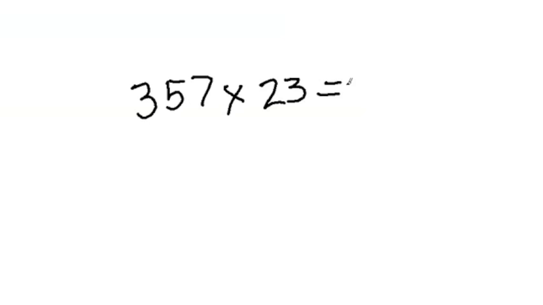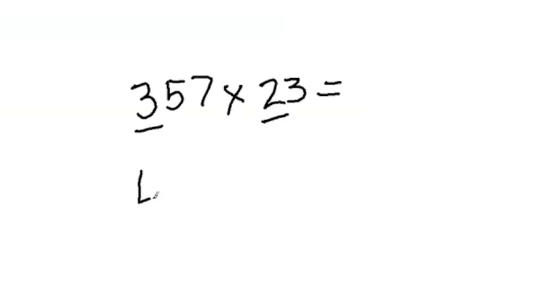So, let's try the problem 357 times 23. Again, we're looking for our leading digit because it's multiplication. So, our leading digit here is the 3. Our leading digit in this number is the 2. Look to the 3. The number to the right of it is 5 or greater. So we're going to round up.